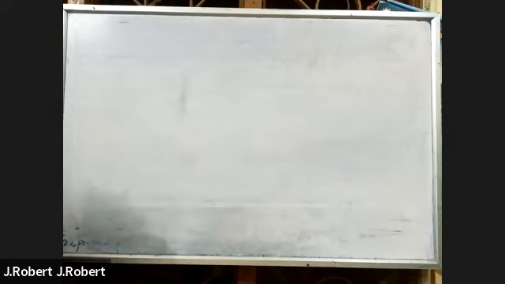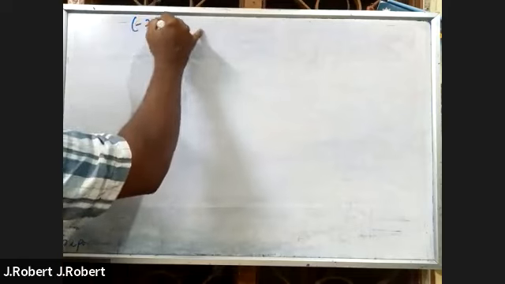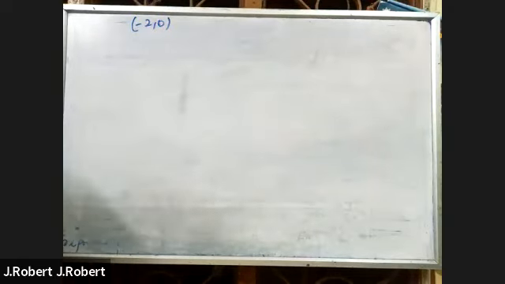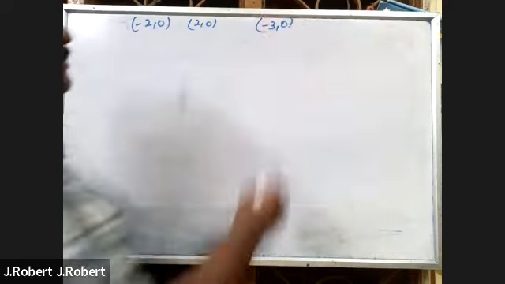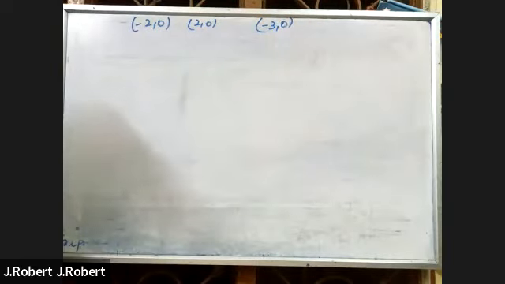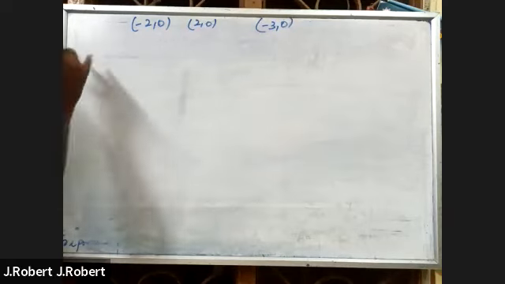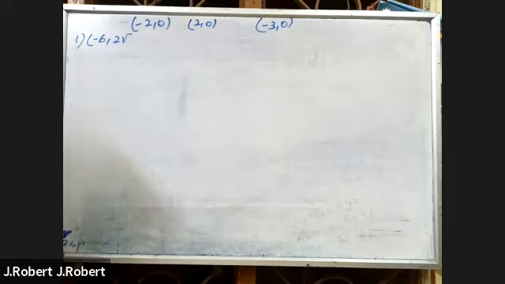If the vertices of a hyperbola be at minus 2, 0 and 2, 0, and one of its foci at minus 3, 0, then which one of the following points does not lie on this hyperbola?